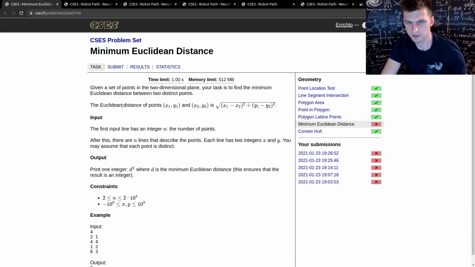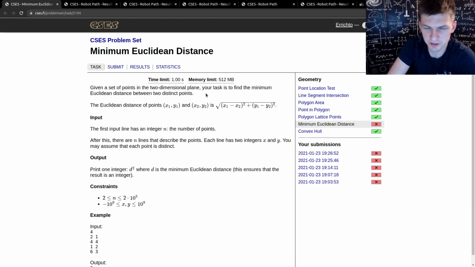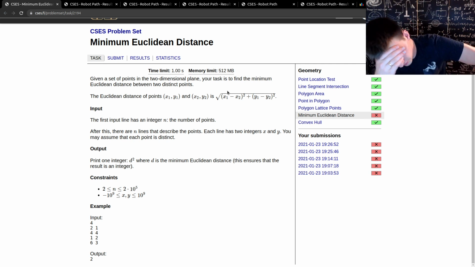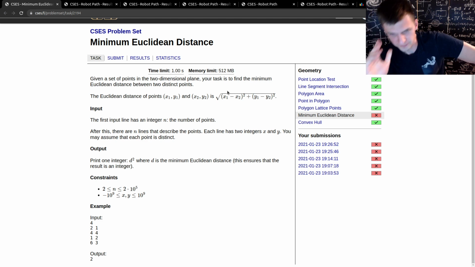Why won't we implement this? Given a set of points in a two-dimensional plane, your task is to find the minimum Euclidean distance between two distinct points. The solution should be just to go from left to right, and when there is a new point, you keep in a set the previous points, sorted by y. There is a divide and conquer solution, but I think we can also do it just from left to right.